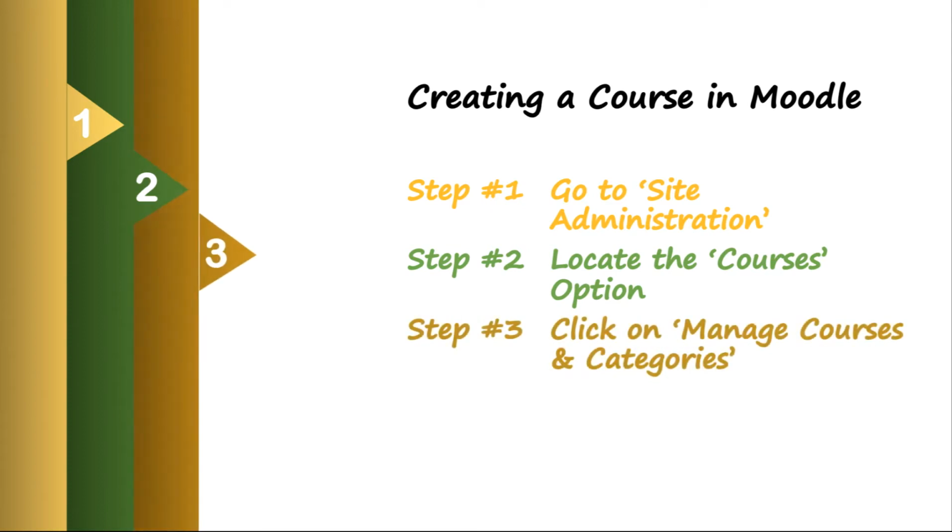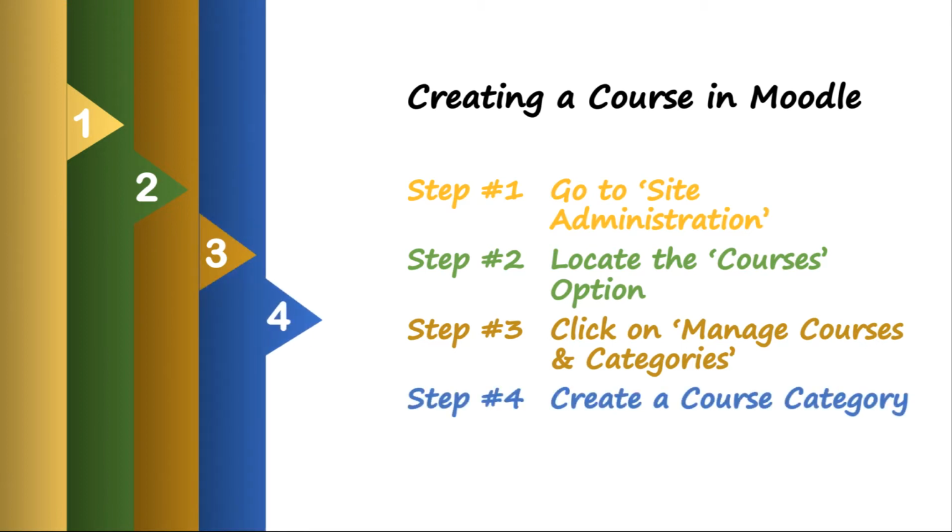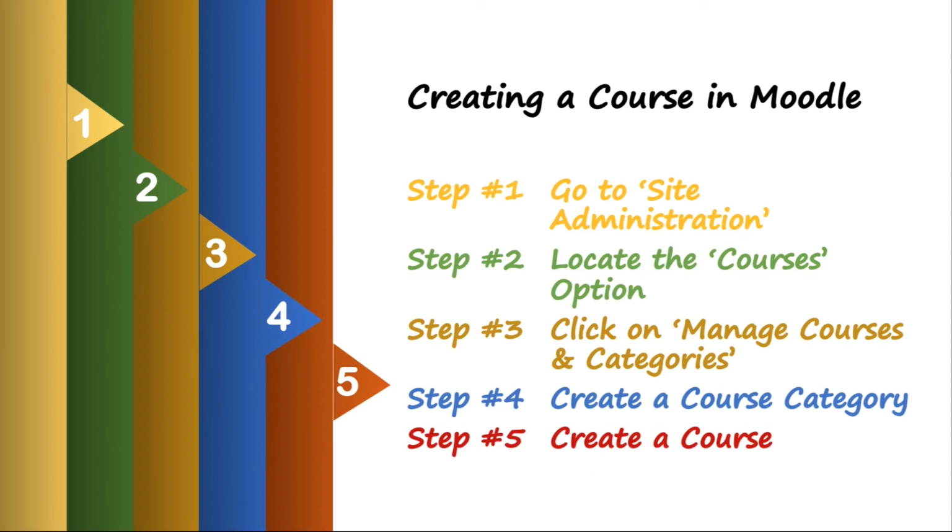While in step 3, it will be to click on manage courses and categories. Under manage courses and categories page, you should see an option to create a new course category or a new course. In step 4, we will create a new course category, while in step 5, we will create a new course. So let's see how we can achieve that.